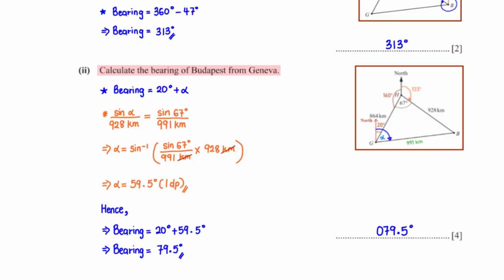Now we need to find the value of alpha. We can get alpha by applying the sine rule to triangle BGH. This gives us sine alpha divided by 928 kilometers equals sine 67 degrees divided by 991 kilometers. When we make alpha the subject, this is what we have. When we type this into the calculator, we get 59.5 degrees rounded to one decimal place. So now the bearing would be 20 degrees plus 59.5 degrees, which is equal to 79.5 degrees.